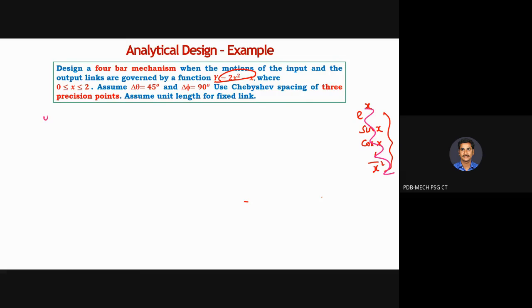Okay, let me give some overview of how to proceed with this problem. As usual, y is equivalent to 2x square minus x. It is a very simple algebraic relationship we are having, like x power 1.5 in the previous problem. So 2x square minus x is a simple relationship, and x is varying from 0 to 2.